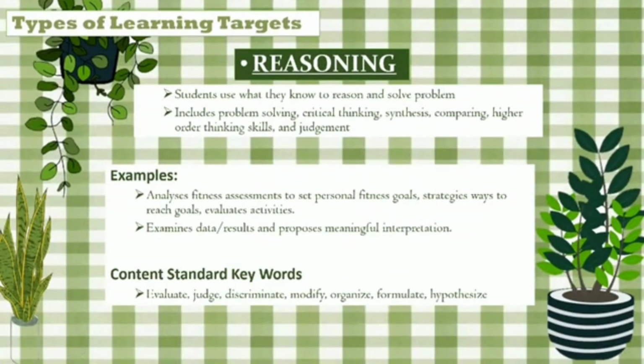The next type of learning targets used in performance assessment is reasoning. Students use what they know to reason and solve problems. It includes problem solving, critical thinking, synthesis, comparing, higher order thinking skills, and judgments. Here's an example: analyzes fitness assessments to set personal fitness goals, strategizes ways to reach goals, evaluates activities. Another example is examines the results or the data and provides meaningful interpretation. The content standards keywords are written below as well.